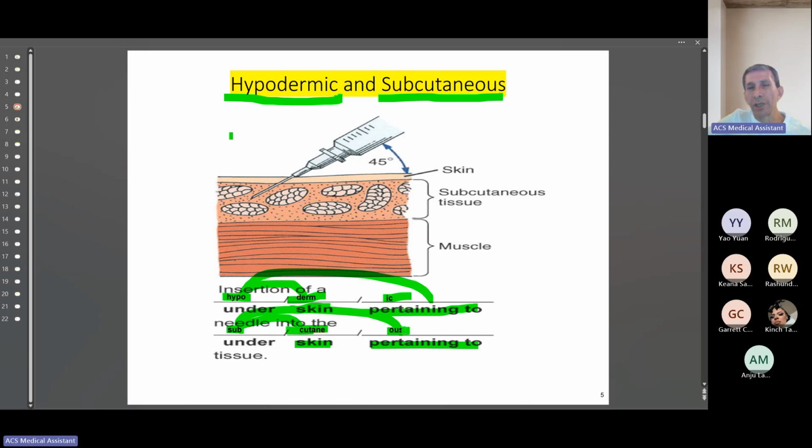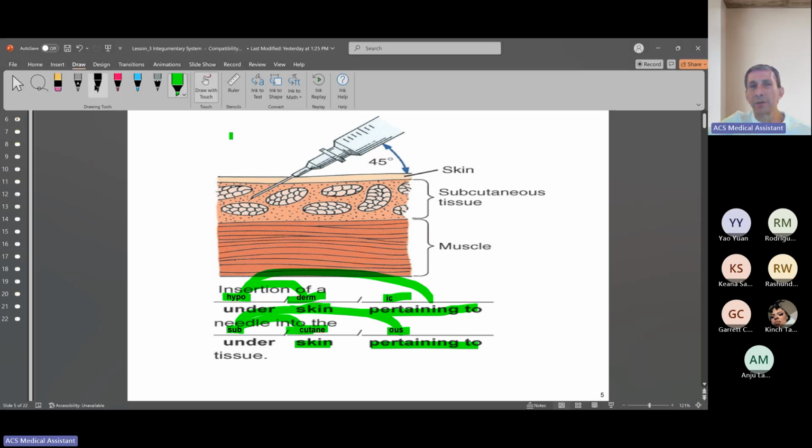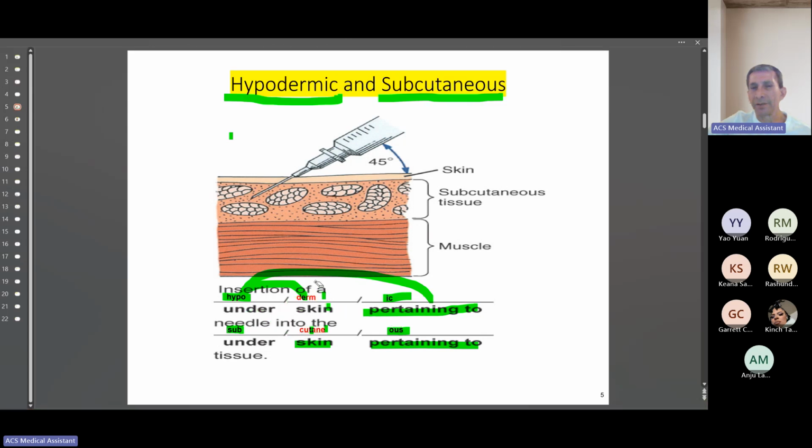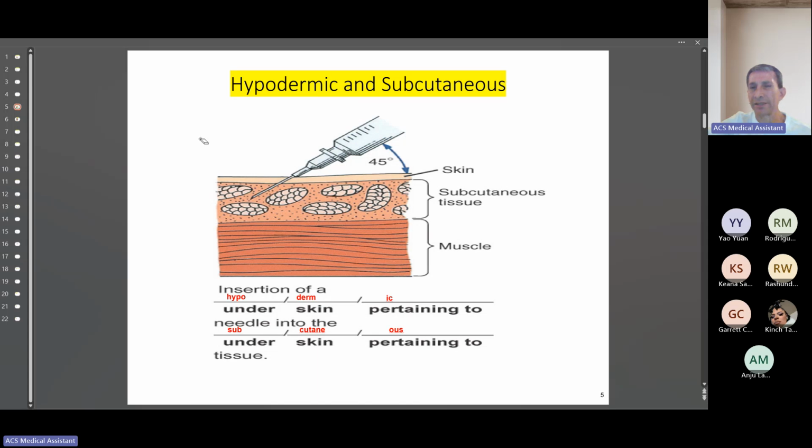You cannot say pertaining to the skin under. Doesn't sound good, right? Grammatically speaking. So you put the words correctly. You cannot say under the skin pertaining to. Doesn't make any sense. So remember that I told you that when we are trying to define, to read a medical term, we begin with the suffix. Always, always. There's no exception to the rule. It's just to start reading it.